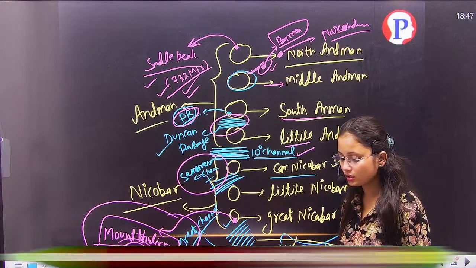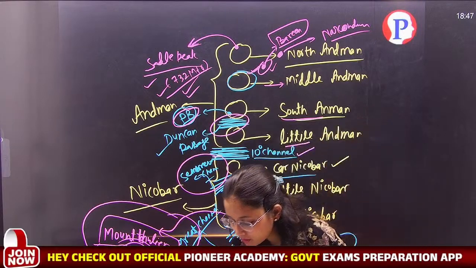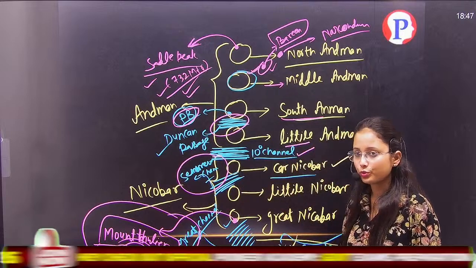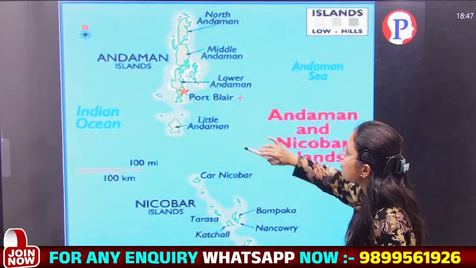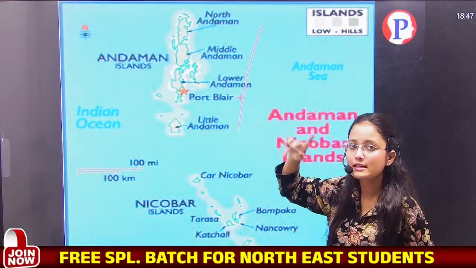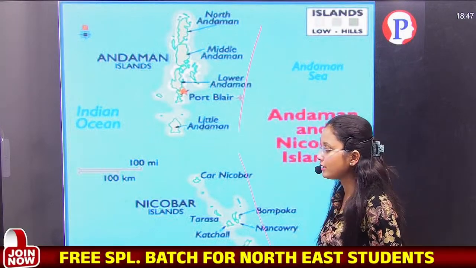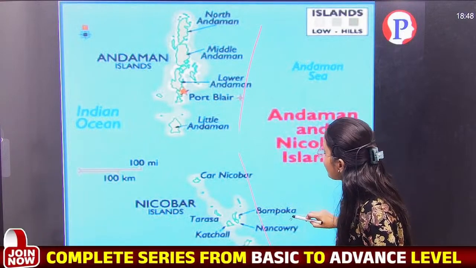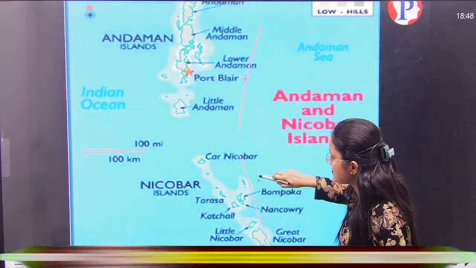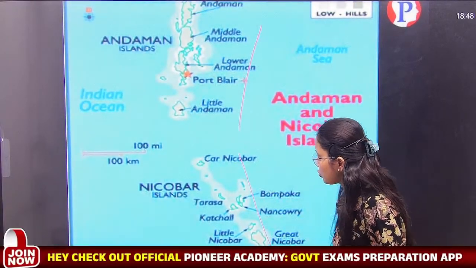I hope all the things are very clear to you. Now we are going to look here. First of all, these four islands are called Andaman, and these three islands are called Nicobar. This is Andaman and this is Nicobar.